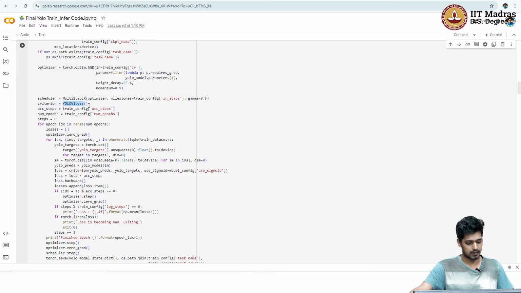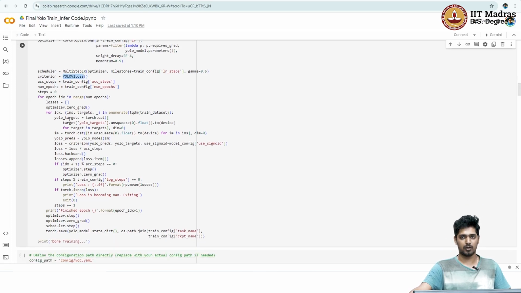Now once that is done, we have initialized the model, and we have initialized the loss as well. Now we are getting the image and its respective targets. We have the criterion to get our losses. Once we have calculated the loss, we start optimizing our weights. We calculate the gradients and then optimize our model to make sure that it achieves the least loss.